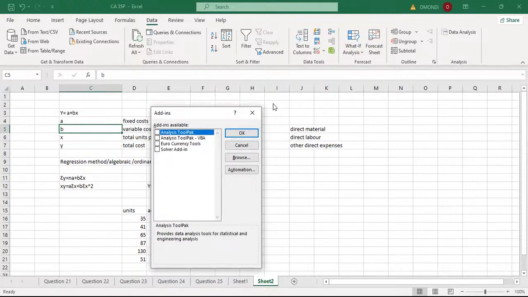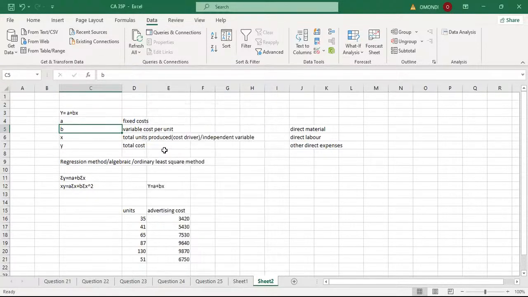So for you to see what I add there, you have to ensure that this box here is marked. That is Analysis ToolPak. Remember, we have two of them: the Analysis ToolPak and this one here for VBA. No, don't go for VBA. Let's use the first one, that is Analysis ToolPak. Then you say, okay.